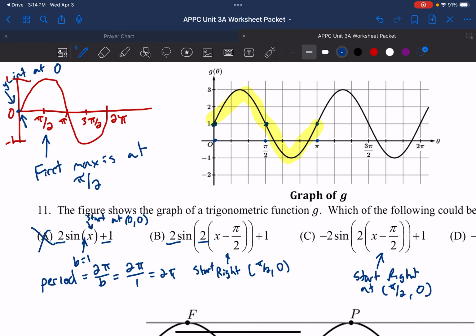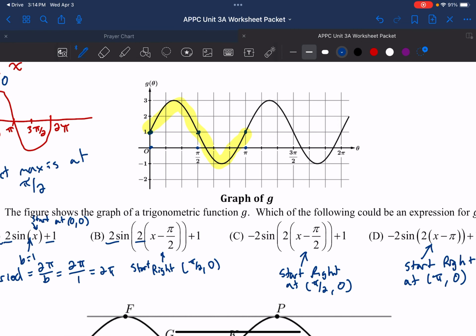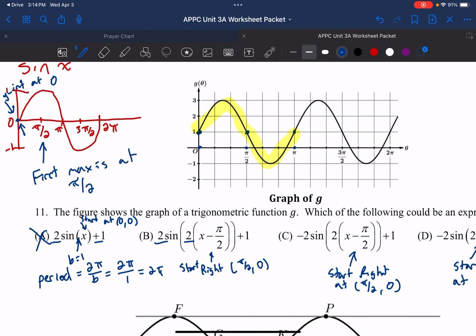So now I move to all of these and say, well, let's go back to my starting point and use what I know about the sine function. So right here, there's no negative, so I don't flip it. And normally from the start, I go up at the start. So in this case, if I start where I'm at pi over 2 here, I'm going down first. So that's why B is not the answer.